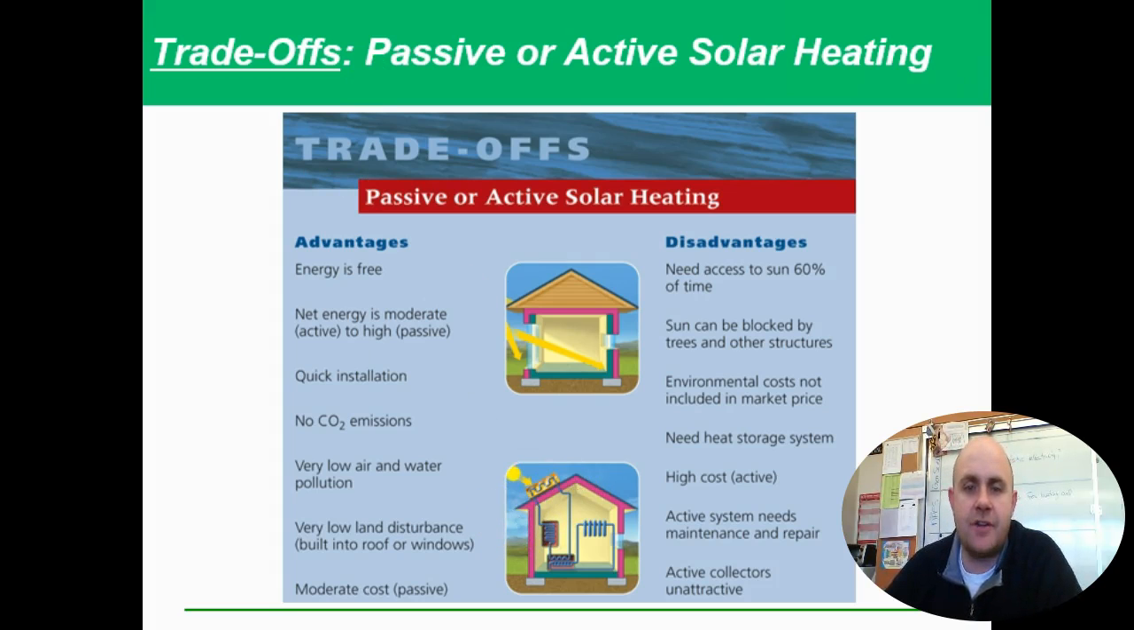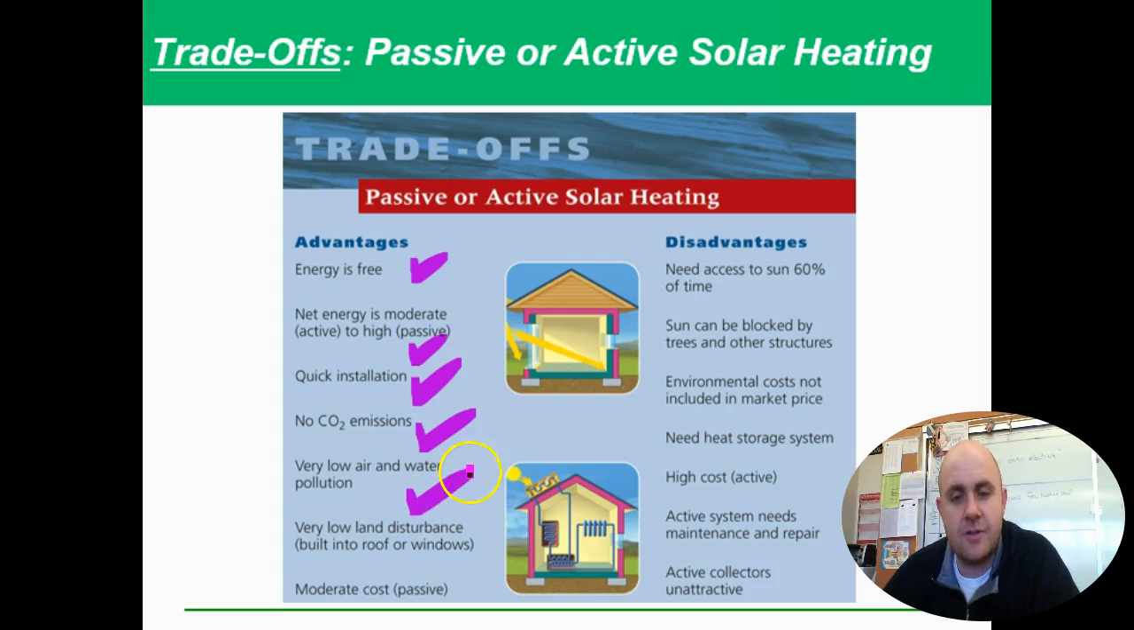So, advantages and disadvantages both. Advantages: it's free to use active and passive solar. Once it's all set up, it's free. The net energy is moderate to high, which means the net energy gain in passive is high, you don't have to do anything and you get free energy. In the active one, it's still pretty good energy exchange. You're not getting as much bang for your buck as you do from fossil fuels, but it's still pretty good. It's pretty easy to install. There's no CO2 emissions. There's no real pollution out of it. You don't mess with the land very much.